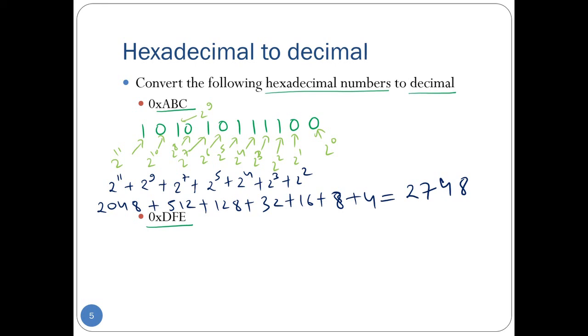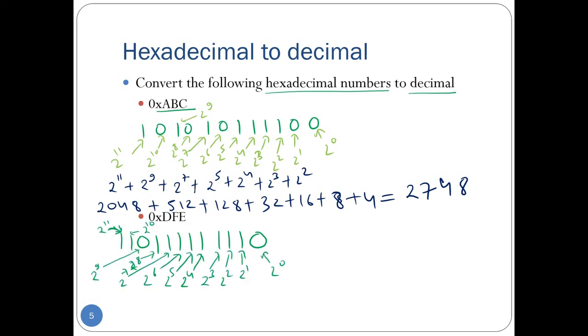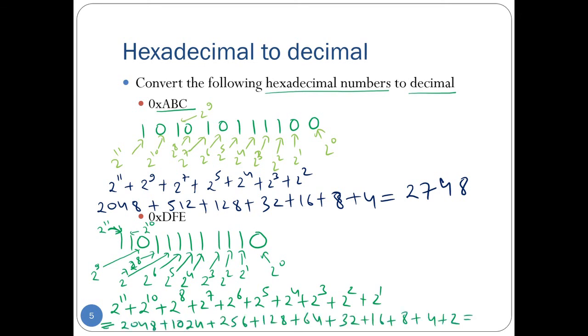Similarly, we can translate this hexadecimal DEF to the decimal number. So let's quickly translate this into binary. D is 1101, F is 1111 and E is simply 1110. Listing the powers of 2, adding the powers of 2 with the digit 1 gives us this series over here, which is the same as, when you do the math, all of this will add up to 3582.